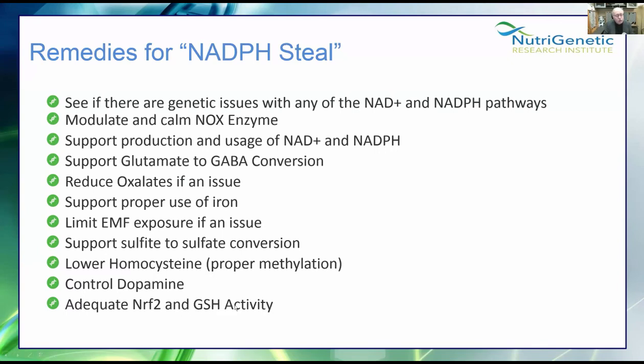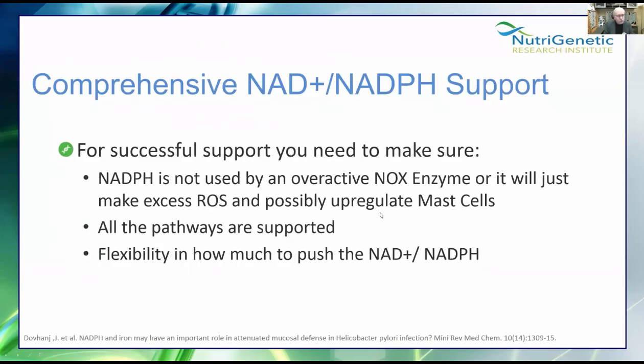Adequate NRF2 and GSH activity. NRF2, which we could do a whole webinar on, but covered in the certification course, is the creation, utilization, and recycling of all your antioxidants. So again, if you have poor NRF2 activity, you can have the best glutathione genes in the world, but if NRF2 doesn't signal them to turn on, they're not going to work. So what do we do? We have to make sure that NADPH is not used by an overactive NOX enzyme. Pathways are supported.